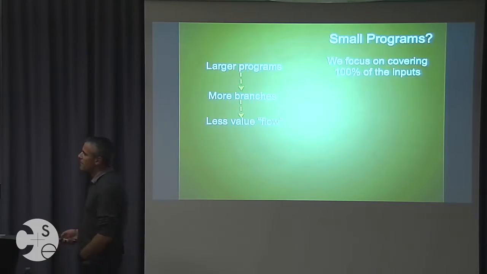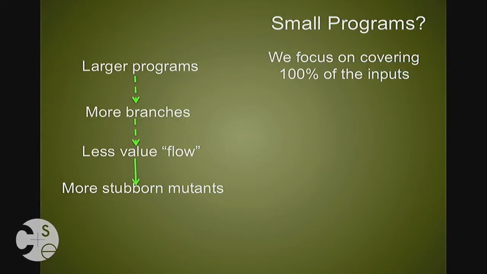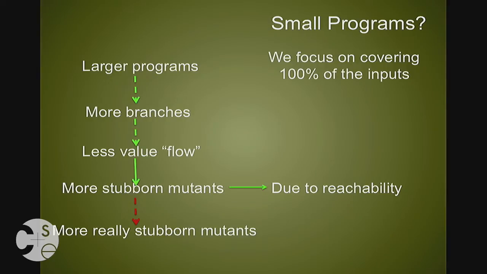Yeah, but now, if you have fewer values flowing down something, then you are by definition going to have more stubborn mutants. So this is stubborn as in not controlling for the location, right? And the reason for that is obvious because it's due to the reachability. If you have fewer values that flow somewhere, then statistically, if you toss your coin and you're trying to run down that branch of the code, you have less chance of getting there because it's statistically harder to reach there. But this does not imply that you're going to have more really stubborn mutants where you actually control for the reachability.